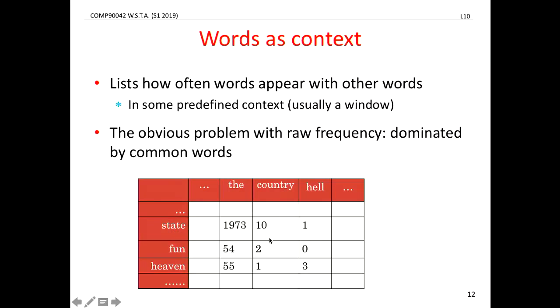State has country near it roughly 10 times, exactly 10 times in our data set. So in this case, instead of just looking at document co-occurrence, we're talking about words within a window. And now this matrix is V times V, which is quite large.